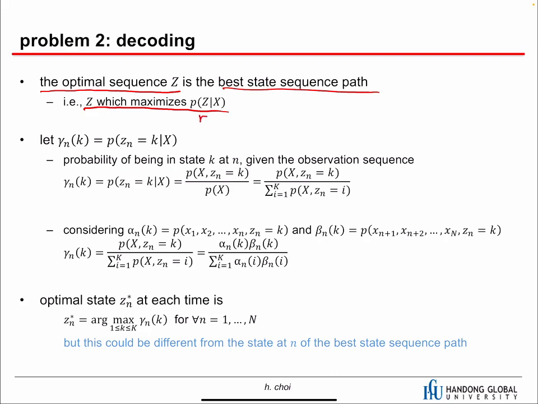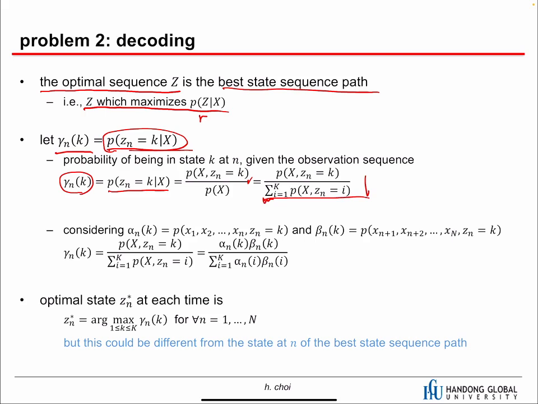As we did before, we define another function, gamma. Gamma sub n of k is P of z sub n is k, given x. So when x is given, what is the probability of the current state k? This can be rewritten in this way with Bayes' rule, and then we have a sum here. I think this is simple.